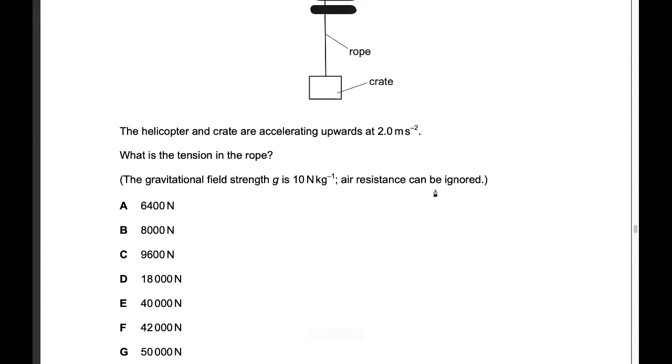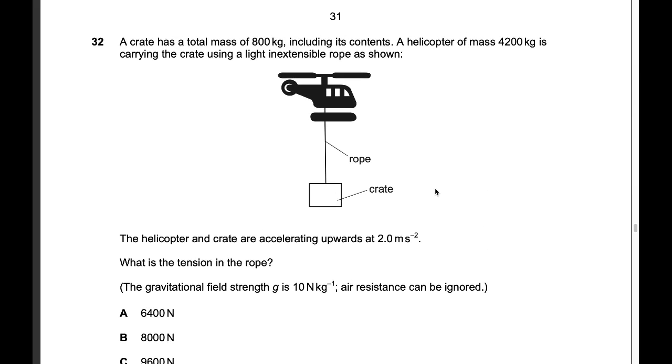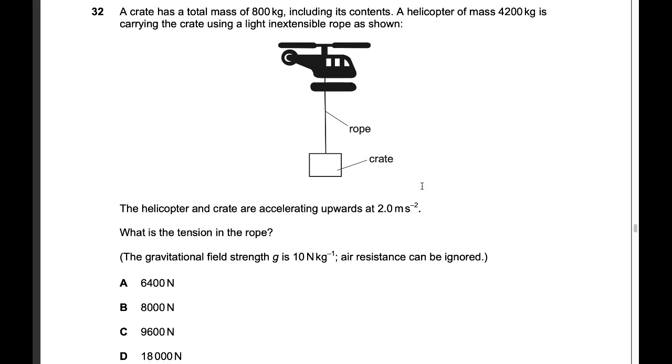You just need to have a think about how it will expand. Okay, next question. A crate has a total mass of 800 kilograms, including its contents. A helicopter of mass 4,200 kilograms is carrying the crate using a light, inextensible rope as shown. Calculate the tension in the rope.